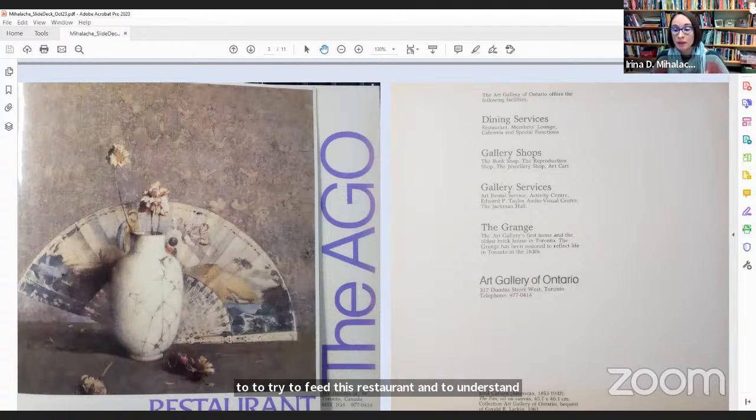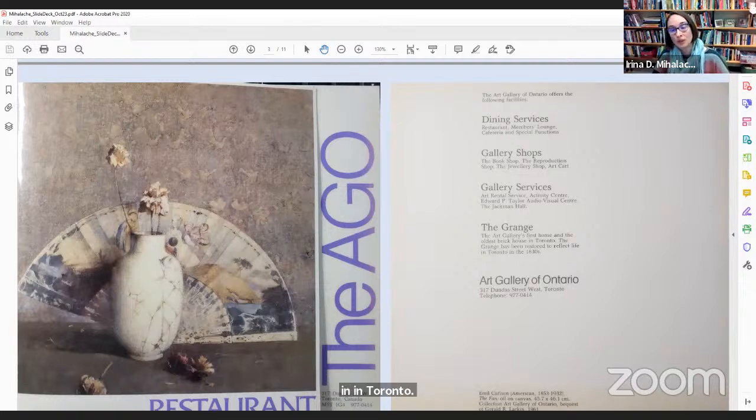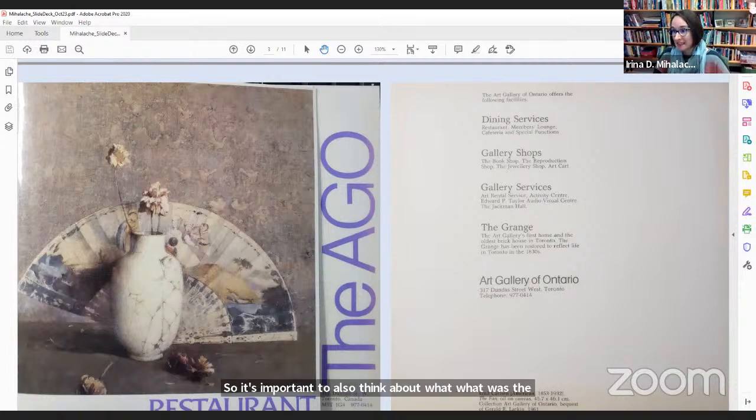And at the same time, we also think about this museum as being part of the broader museum restaurant community in Toronto. So it's important to also think about what was the landscape of similar restaurants at the same time in Toronto or even in cities similar to Toronto. And lastly, I also think about the space, the cultural makeup of the space when these restaurants emerged.